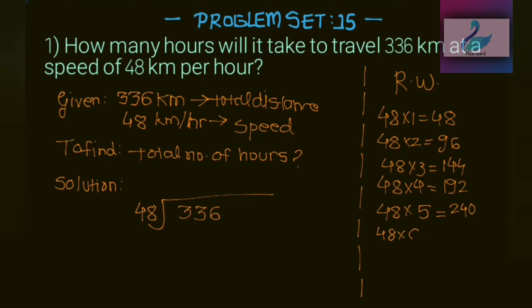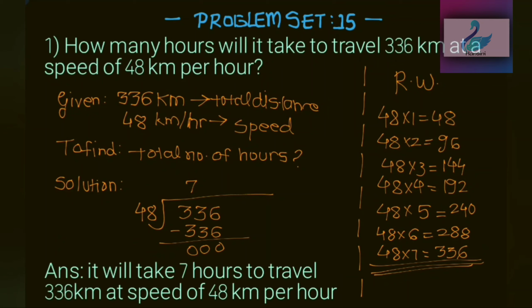240, 48 sixes are 288, 48 sevens are 336. I got the answer here as 336. So in the quotient we will write 7 as 48 sevens is 336. So the answer will be, it will take 7 hours to travel 336 km at the speed of 48 km per hour.